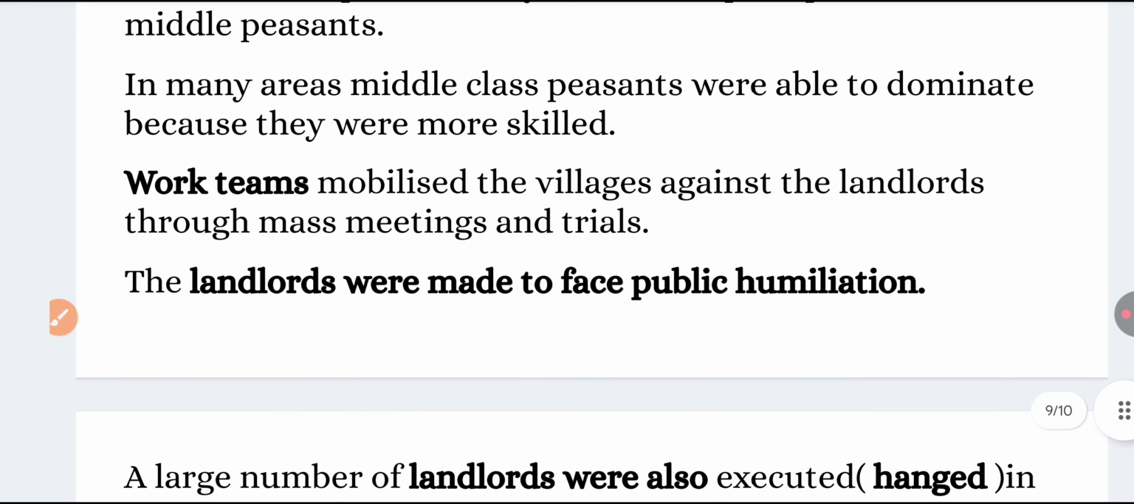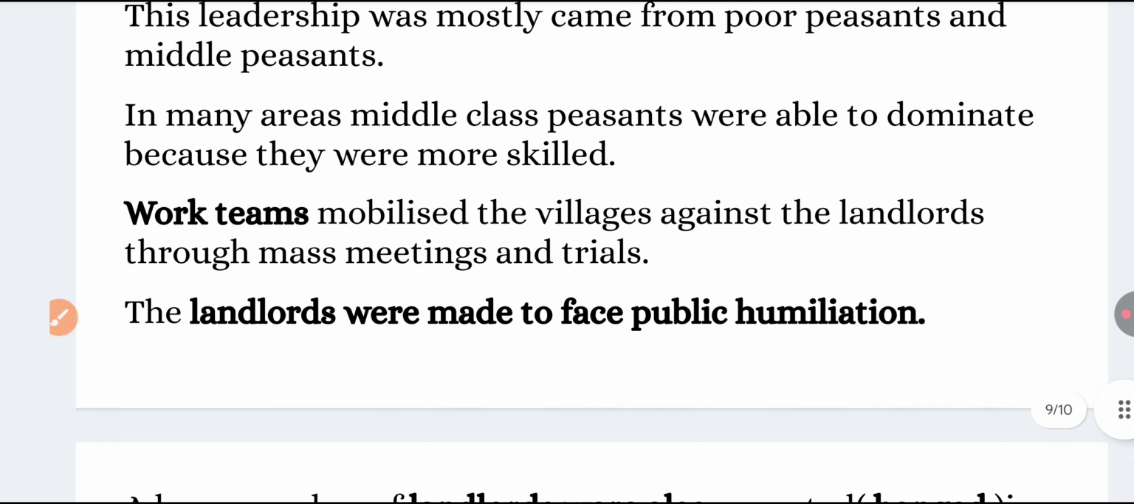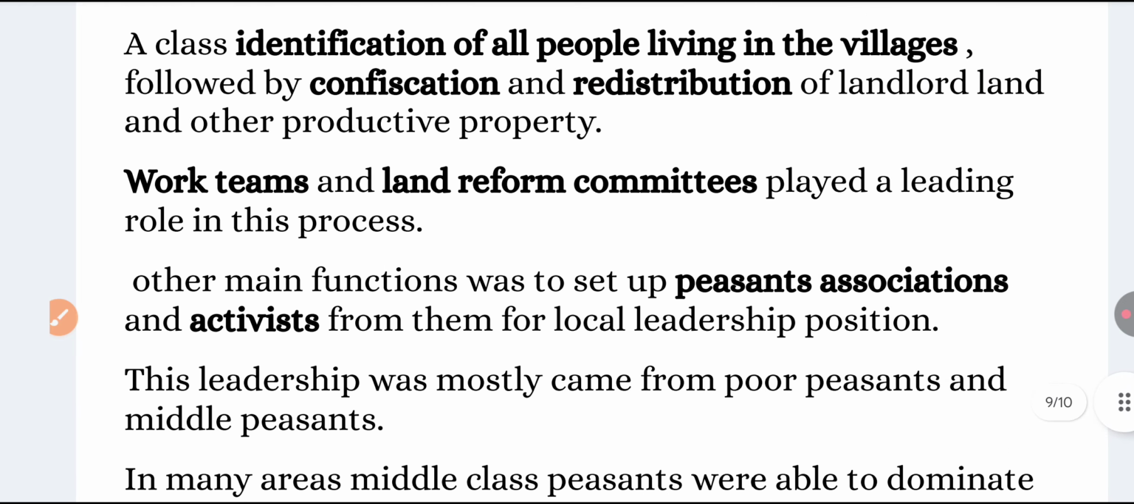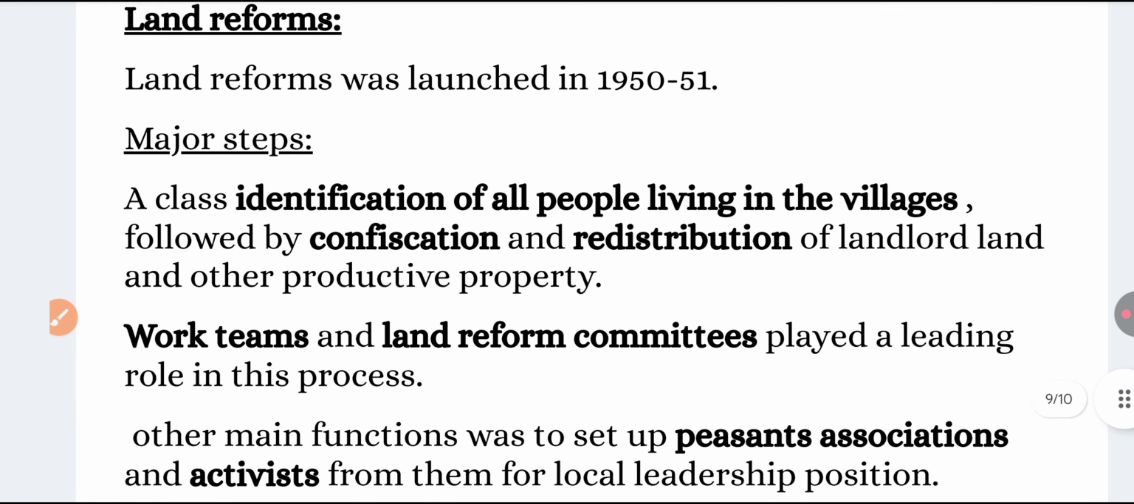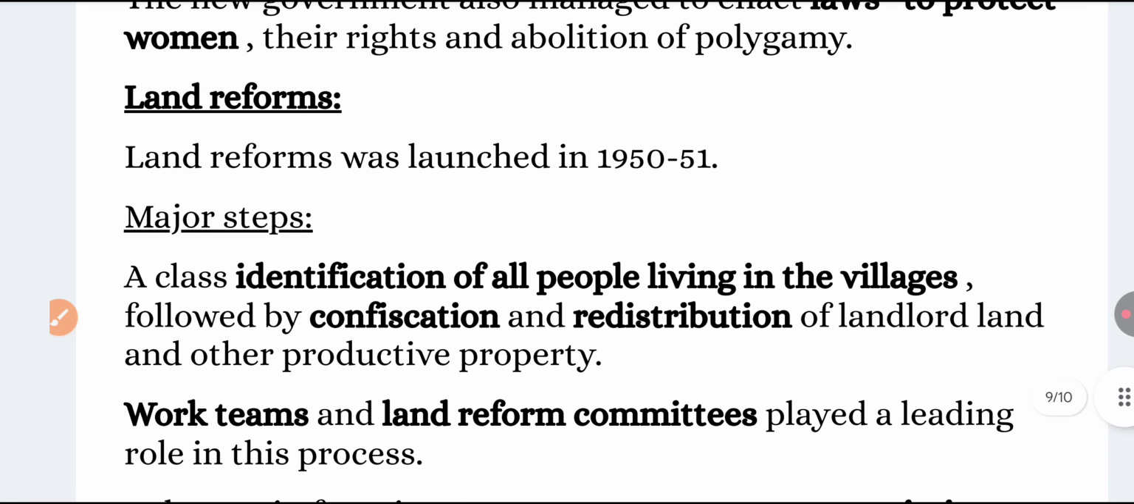Work teams played a key role in the distribution of land. Mao Zedong also formed the Peasants Association. Land reforms were launched in which year? 1950-51. When did China become a republic? In 1949. So this is about the CCP and Mao Zedong.